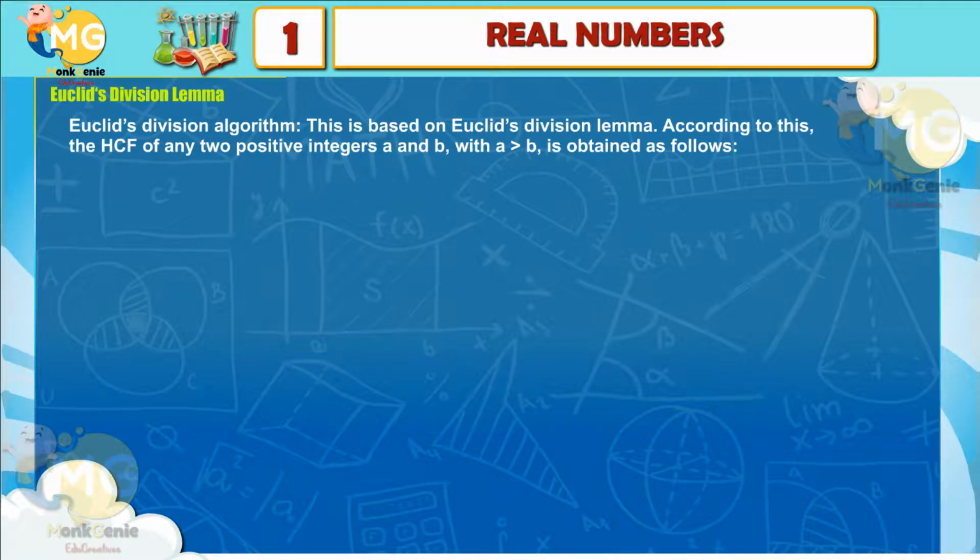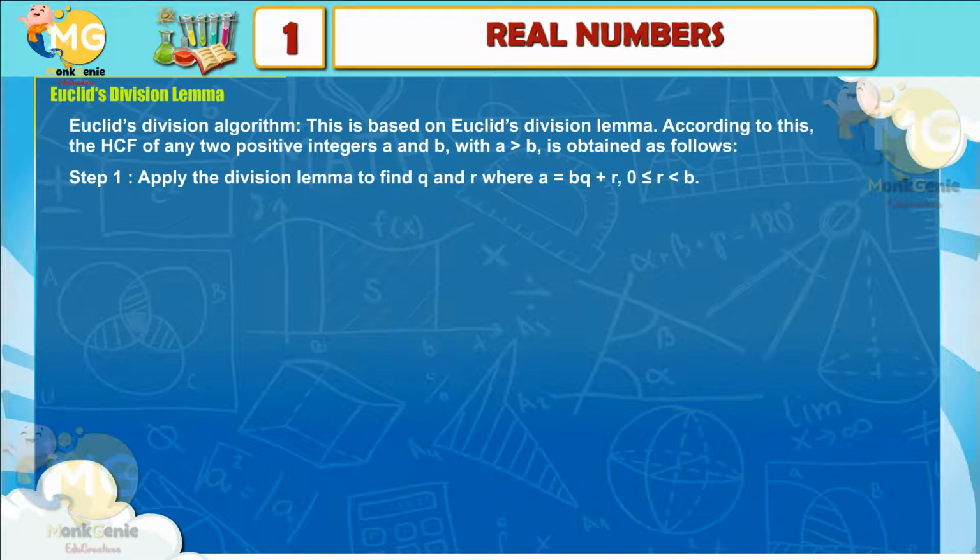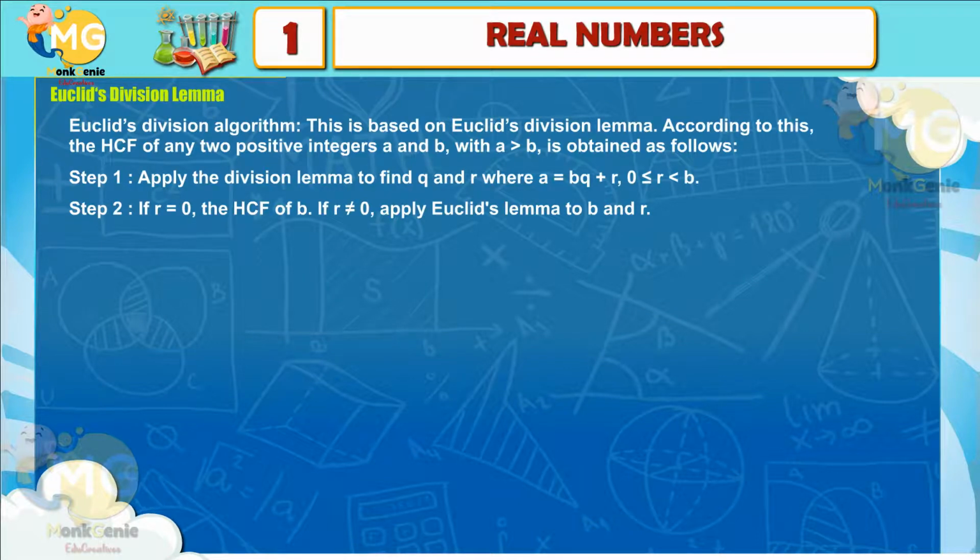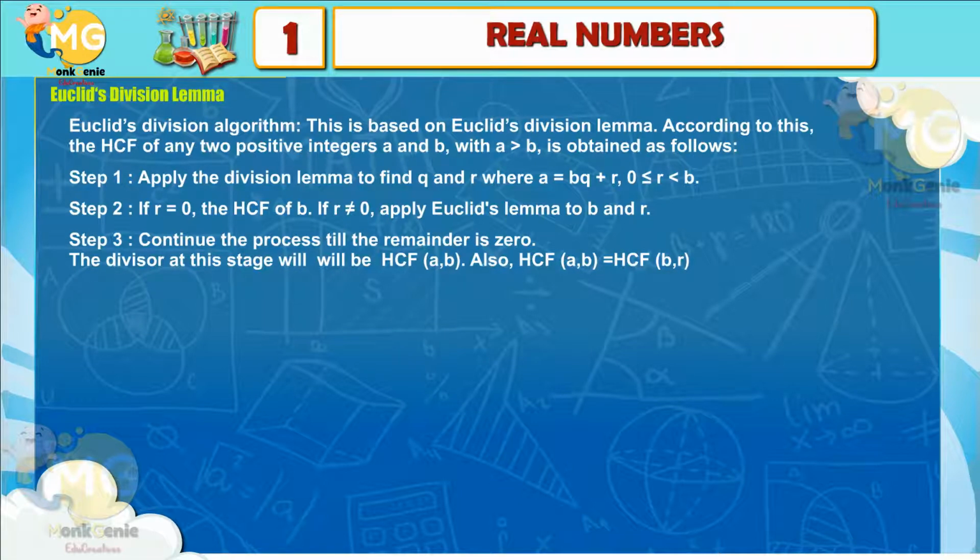According to this, the HCF of any two positive integers a and b with a greater than b is obtained as follows. Step 1. Apply the division lemma to find q and r, where a is equal to bq plus r, 0 less than or equal to r less than b. Step 2. If r equal to 0, the HCF is b. If r is not equal to 0, apply Euclid's lemma to b and r. Step 3. Continue the process till the remainder is 0. The divisor at this stage will be HCF of a and b. Also, HCF of a and b equal to HCF of b and r.